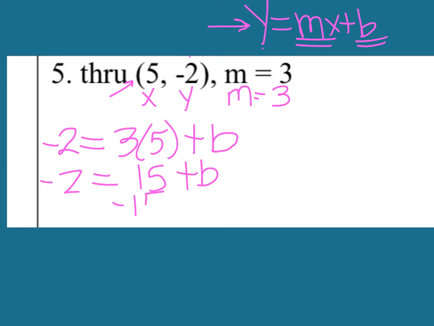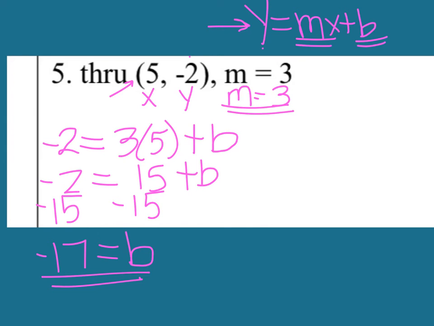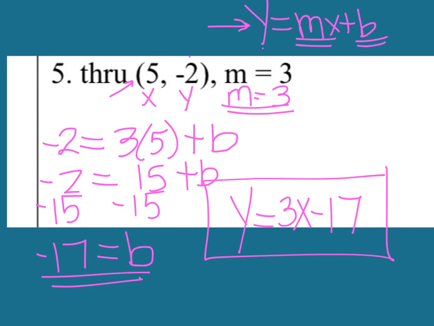And we're going to subtract 15 over here. That turns into negative 17 is equal to b. So now we have our b, and we have our slope, so we can just plug into our equation. So y is equal to 3x minus 17 would be your solution for that one.